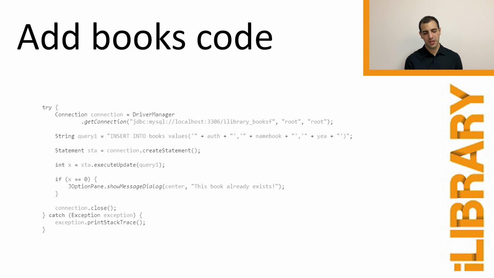The add books code is pretty simple compared to the SignUp, but it's pretty similar because, as I said before, we are adding data into the database. And here, as we can see, we have iLIBRARY books SF as database name, and we have books as a table name, and we have author, name, book, and year as the names of the columns where we are going to input the data. So of course, all the data are going to be saved on the same row.